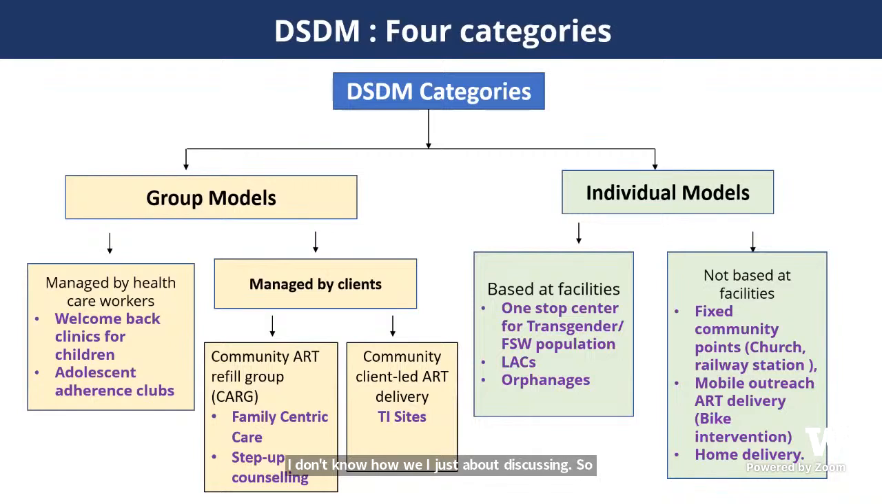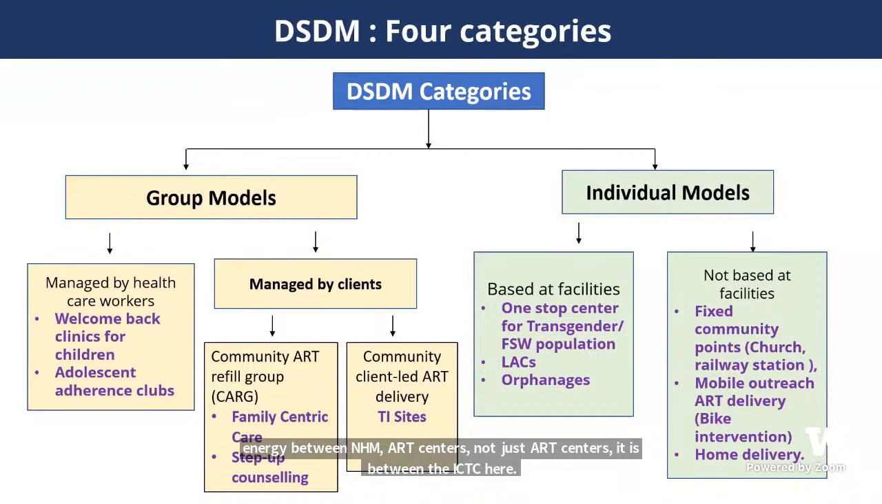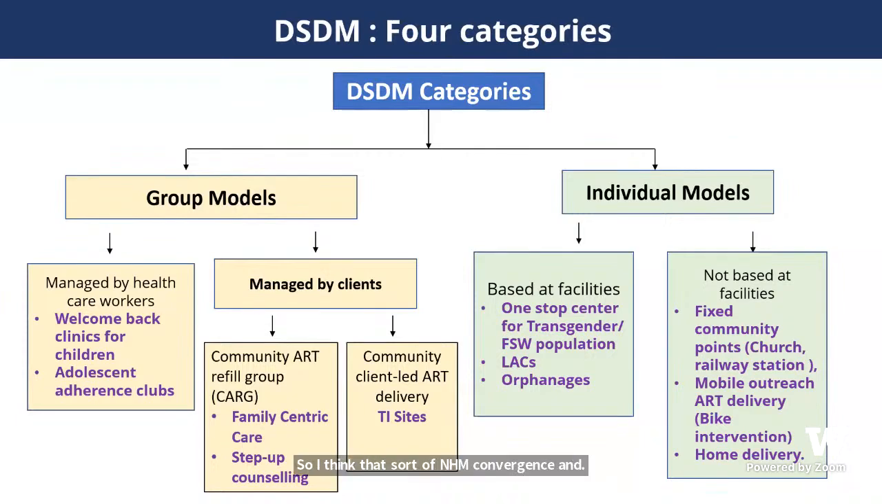So, I think the first two chapters are exactly what you have spoken on: how to do that NHM, how better to have that synergy between NHM, ART centers, not just ART centers. It is between the ICTC here. So, I think that sort of NHM convergence and what you spelled out in terms of the vaccination day, the VHN day, all these are now part of it. I think it only now needs more focus on how better to implement them.